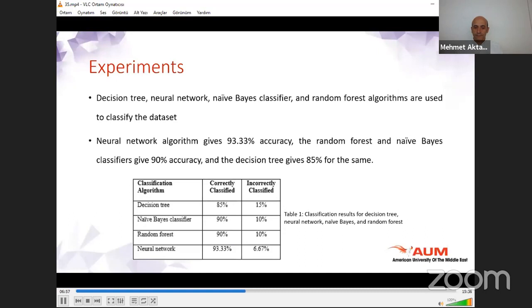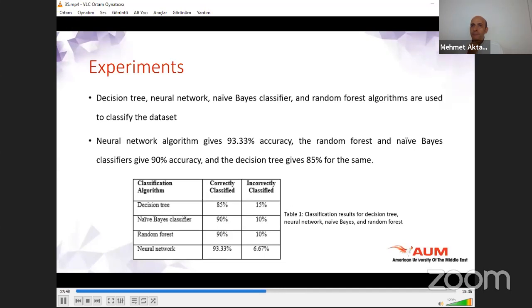Among these four classification algorithms, we could find 85% of the data correctly classified when we applied the decision tree. The accuracy of the neural network is quite high when compared with the other three algorithms, whereas naive Bayes and random forest give the same classification accuracy, 90%. The table also shows how much was incorrectly classified, where for the neural network, 6.67% of the data was incorrectly classified.